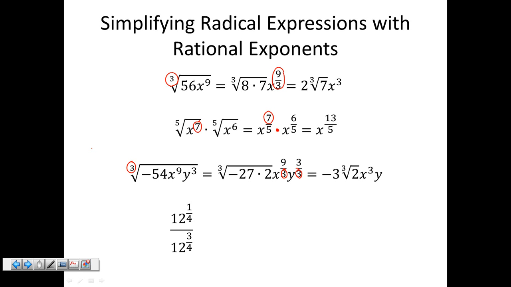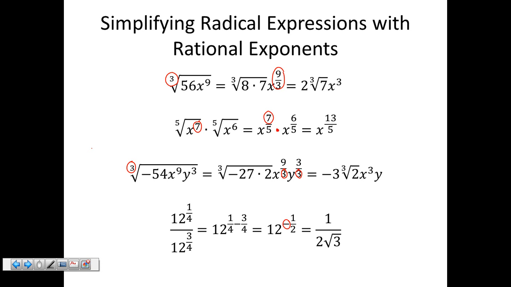All right, let's take a look at one more. We've got 12 to the 1/4 power divided by 12 to the 3/4 power. Our property of all exponents, not just fractional exponents. We subtract those powers, and we actually end up with a negative power. Now don't forget, this negative in the power means that you flip it. It actually goes to the bottom of the fraction.